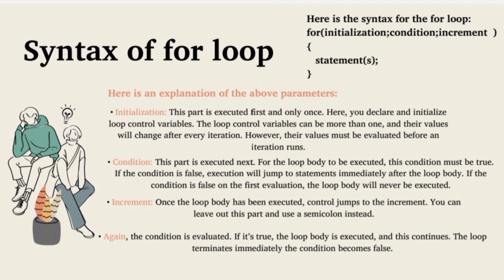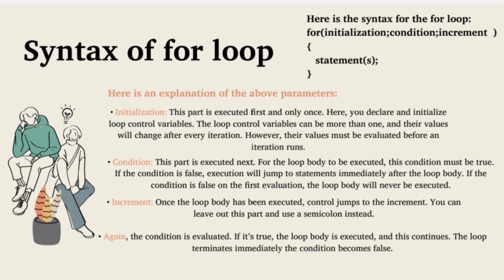Initialization. This part is executed first and only once. Here, you declare and initialize the loop control variable. There can be more than one loop control variable, and their values will change after every iteration. However, their values must be evaluated before an iteration runs.